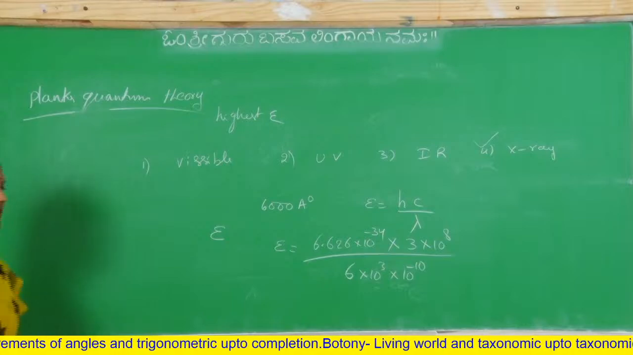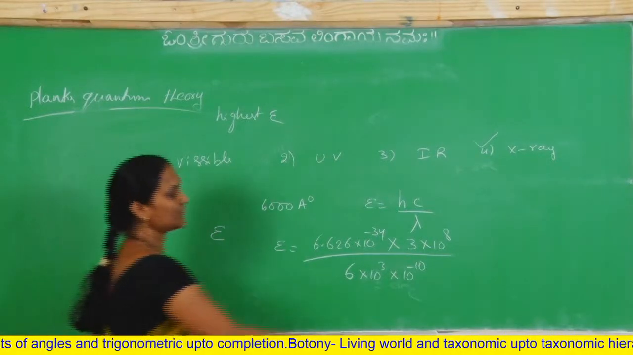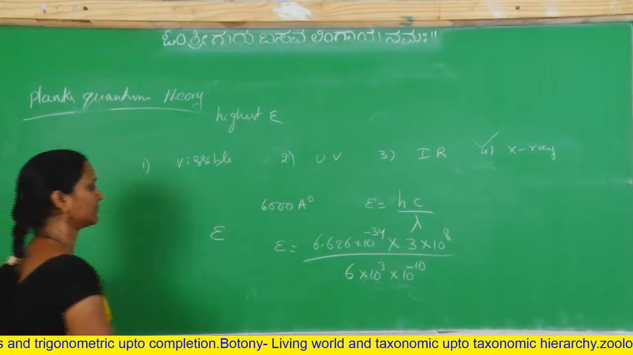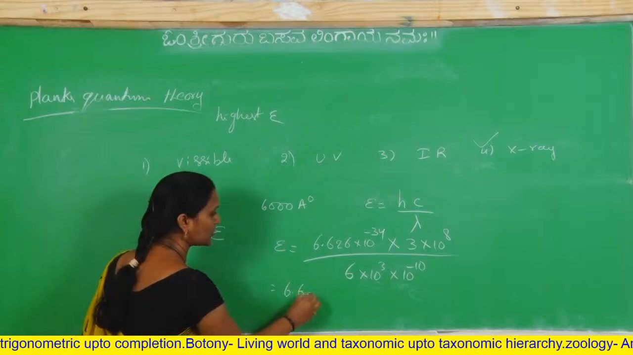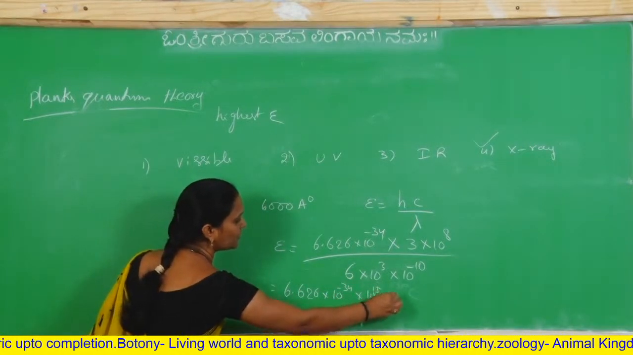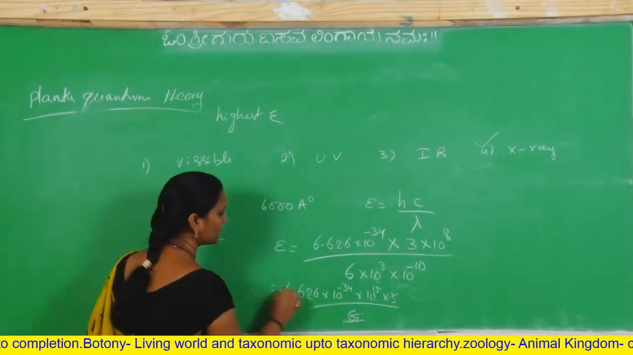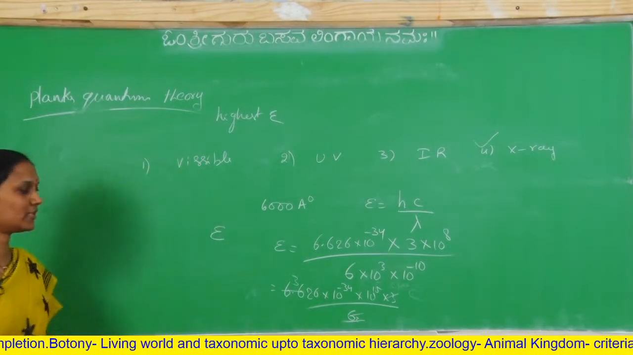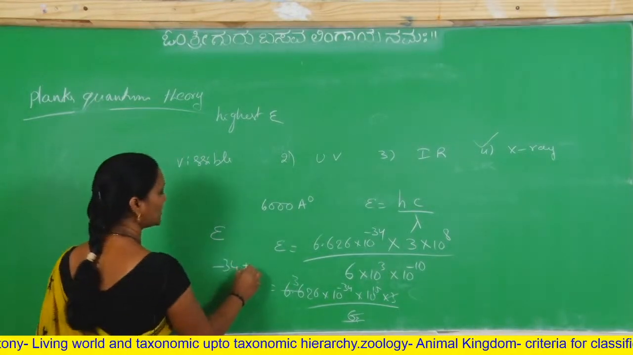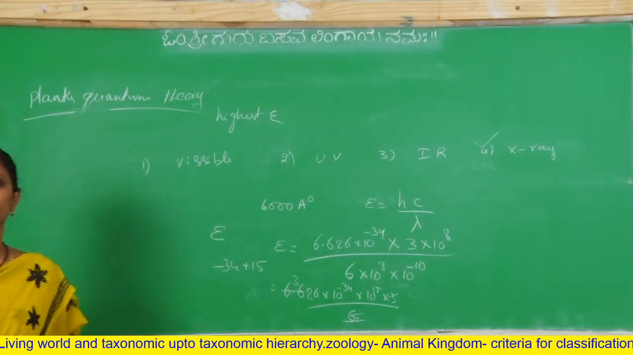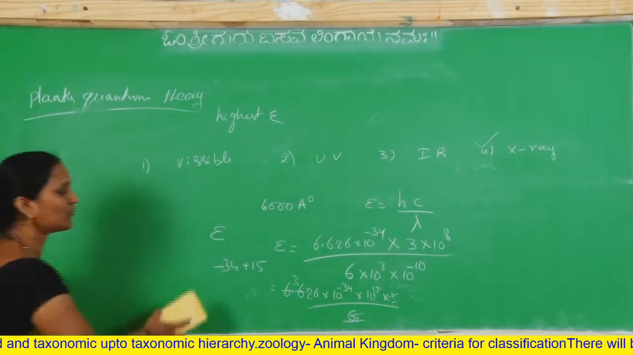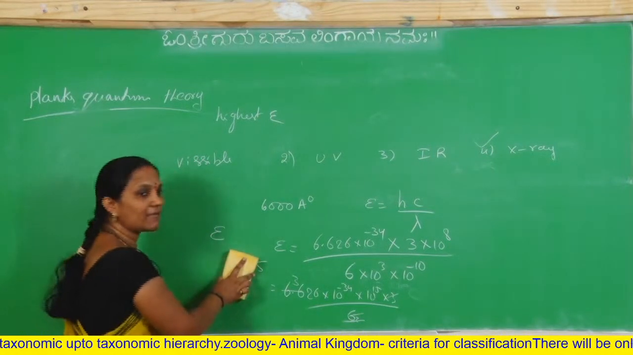We should convert into meters. Minus 7, shift this here, plus 7. 15. 6.626 into 10 power minus 34 into 10 power 15 into 3 by 6. That gives 3.3 into 10 power minus 34 and plus 15. This is the minus 34 and this is the plus 15, okay, 19. So 3.31 into 10 power minus 19.